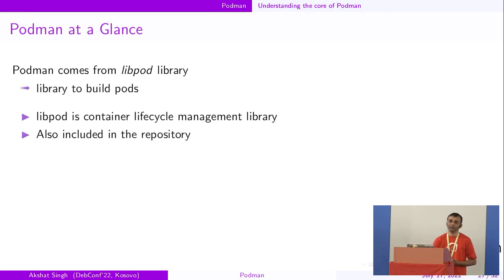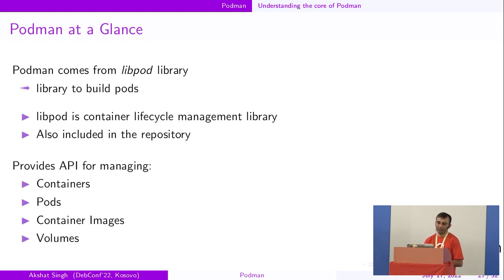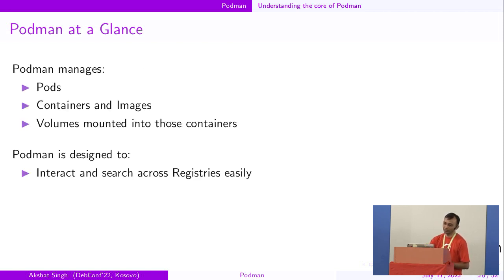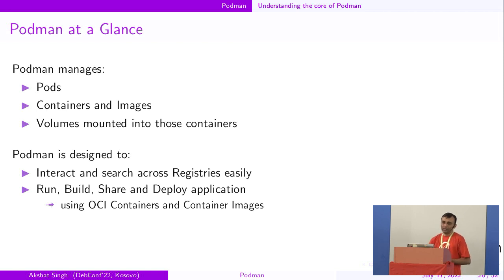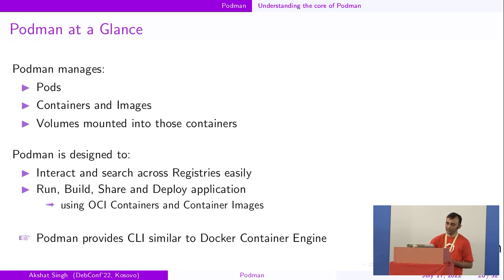It basically came from the libpod library, which is a container lifecycle management library, and this library was also included in the Podman repo. It provides an API for managing containers, pods, container images, and the volumes mounted onto those containers. And Podman is designed to interact and search across registries. We can configure which registry it should be searching. It is not limited to one registry; we can have multiple registries configured. It can run, build, share, and deploy applications using OCI compliant containers and container images.